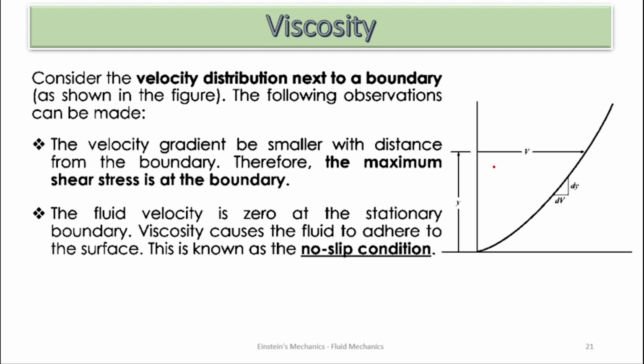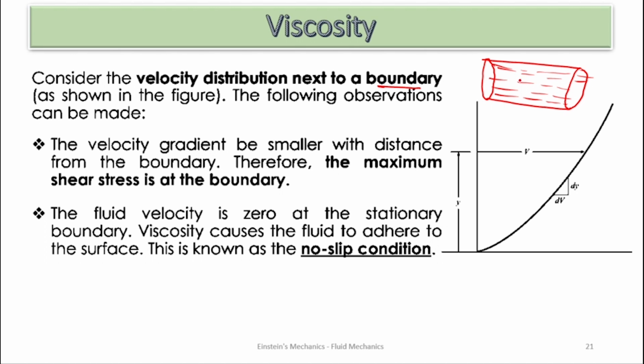So let's consider the velocity diagram. Now, consider the velocity distribution next to a boundary. As shown in the figure, the following observations can be made. So let's assume we have a boundary. Forget about the diagram. So let's say fluids, water molecules are moving through this drum or pipe. We are going to make some observations here. The velocity gradient will be smaller with distance from the boundary. The velocity gradient, which is the rate of strain, will be smaller with distance from the boundary.